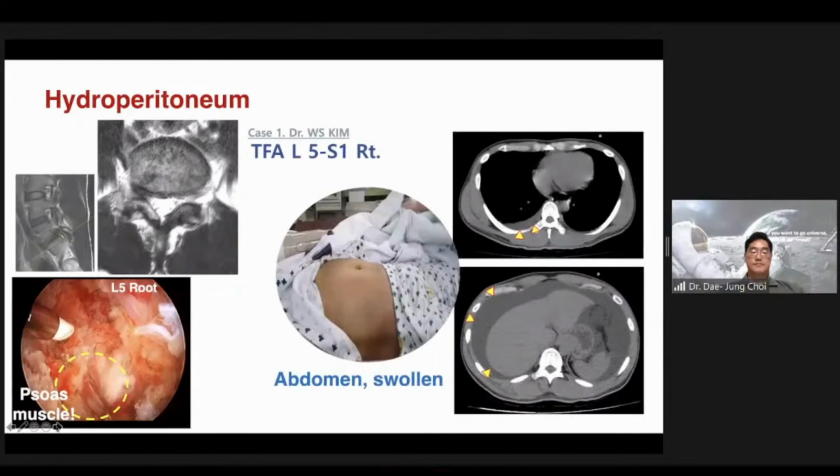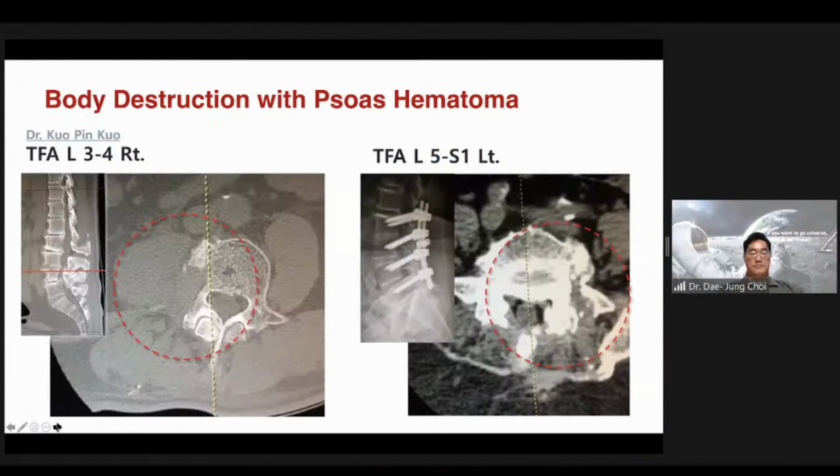In a case of L5 subforaminal decompression, after finishing surgery in the recovery room, the patient's belly looked swollen. CT showed hydrothorax and hyperperitoneum. Disorientation during the foraminal approach and going too deep is the reason. In this case, one side of the vertebral body was eliminated with a huge psoas hematoma. It looks very lucky: the corpectomy just stopped before the big abdominal vessel.